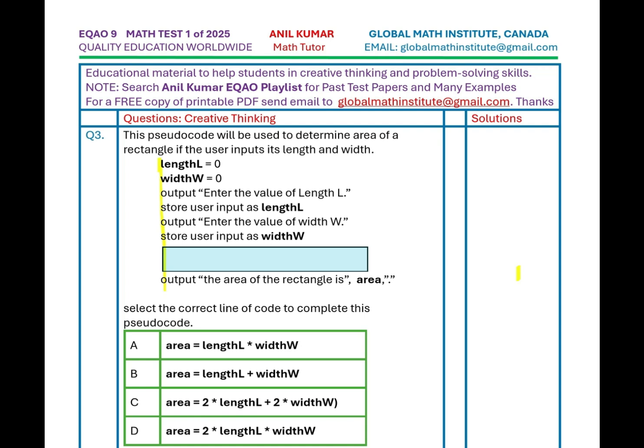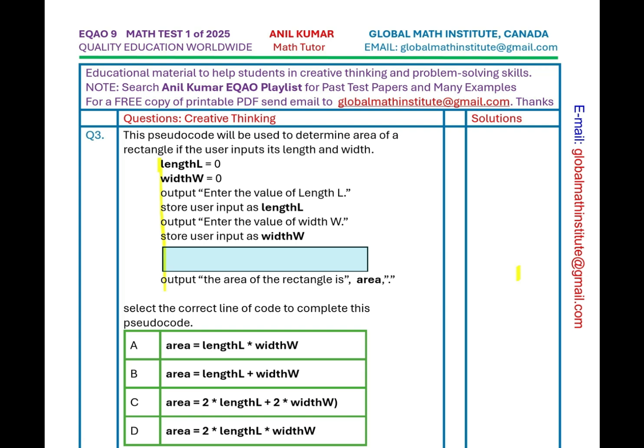Length L equals to 0, width W equals to 0. So in first two lines, we have initialized the two variables length L and width W. Output, enter the value of length L. So user is going to enter some number, store user number in length L. So that number is now associated with the variable length L.